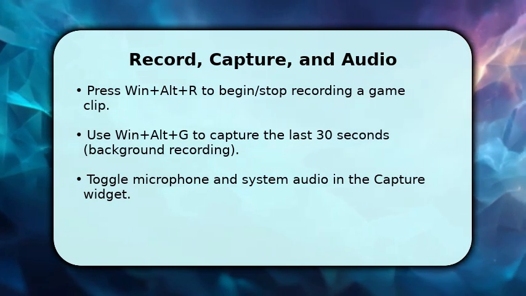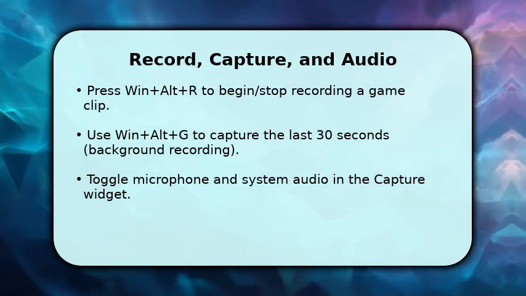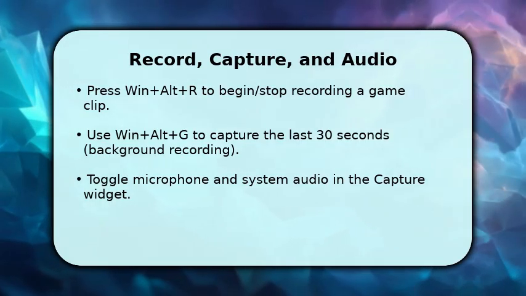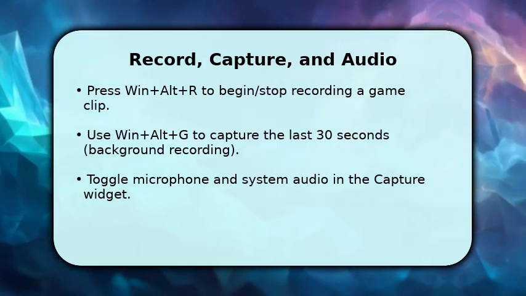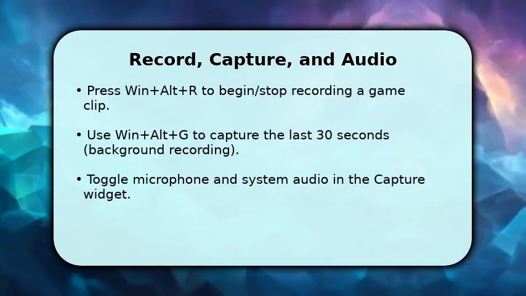Press Win plus Alt plus R to record live, and use Win plus Alt plus G to save the most recent clip if background recording is enabled. Open the Capture widget from the overlay to toggle microphone audio or mute system sounds. You'll want clear voice levels if narrating.